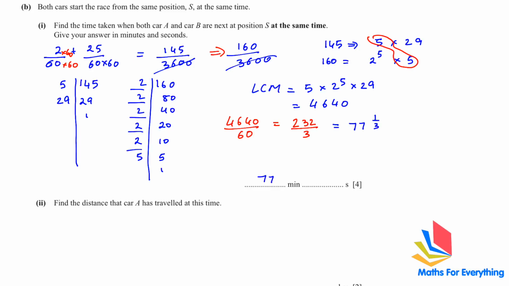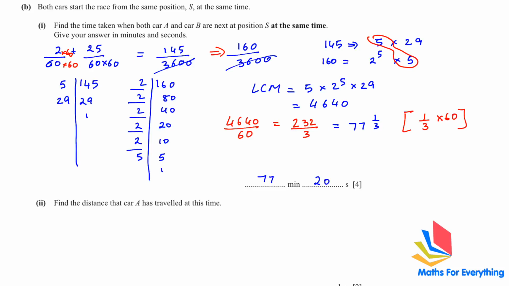So 77 minutes, and to convert 1/3 minutes to seconds, multiply by 60. That will give you 20. To convert the minutes into seconds, you multiply by 60, so you will get 20 seconds. I hope you have understood this question.